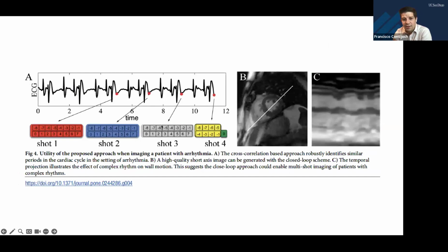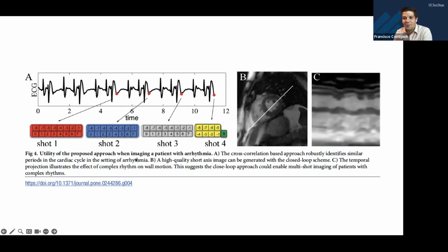And then maybe the last thing we showed was what I was mentioning earlier. We came at this from an arrhythmic perspective. If you're trying to gate the scan or sort this data, you might miss QRS beats or complexes, or you might detect extra ones. The cross correlation does a really nice job here of detecting the same point in this very complicated ECG, such that you could do something like multi-shot imaging.